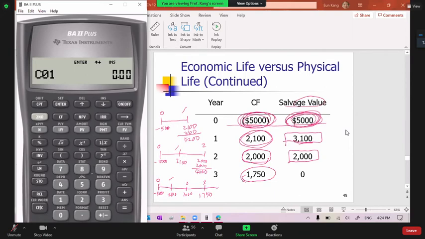Then C1 is what? 5,200, 5,200. Go to NPV, and 10, enter, down arrow, compute. So NPV is minus 272.73, a negative. So this is not good, okay? 1 year operation is not good. You lose lots of money.